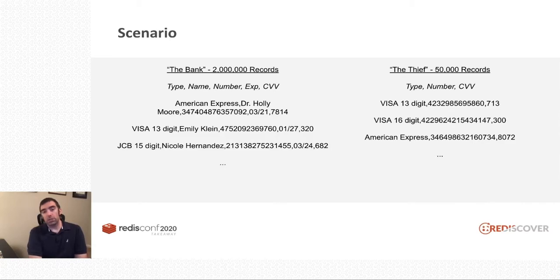I generated this data set with a Python library called Faker. What you see is the output from Faker, where it actually tells you the name of the card and the number of digits. I left that as is because what we really care about are the credit card numbers.